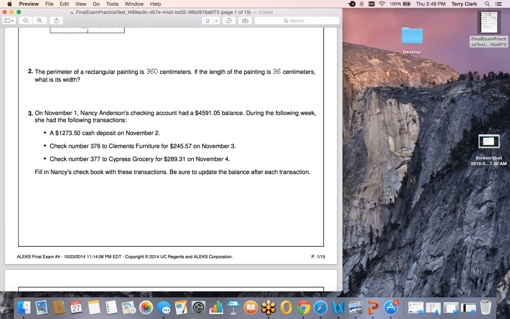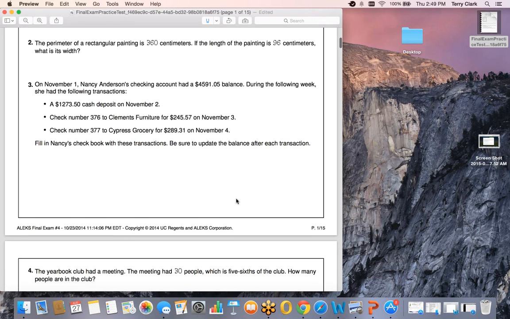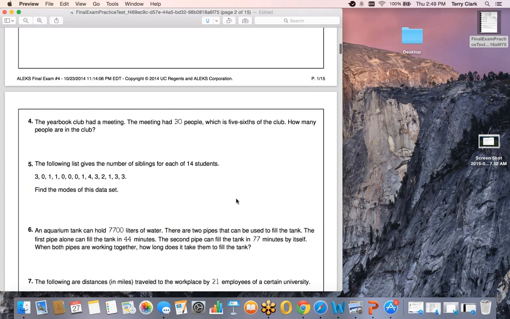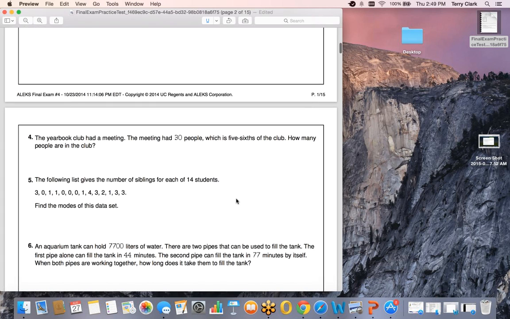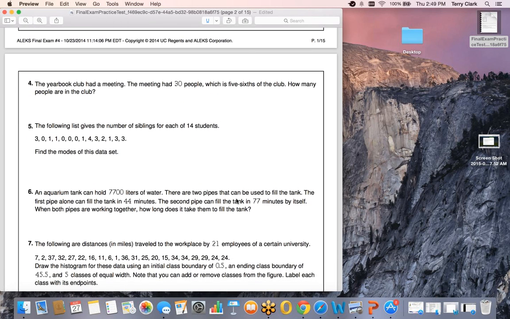When we're working with perimeter, it's always one unit. When we're working with area, it's always squared. And when we're working with volume, it's always cubic. All right, we're going to skip number 3 because that's a checkbook problem. I think that's going to be pretty explanatory, and you're just going to be filling out a checkbook. Let's see if we can do number 4.